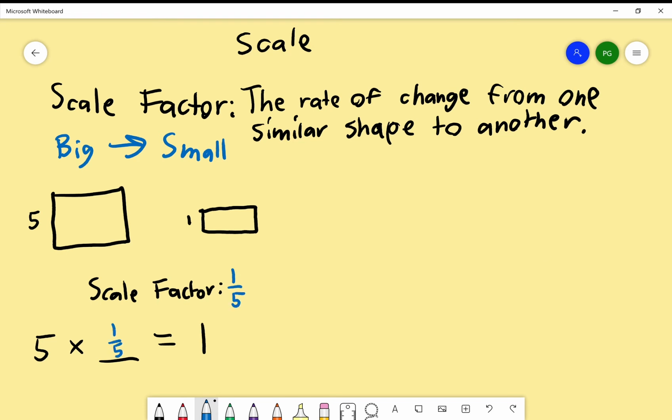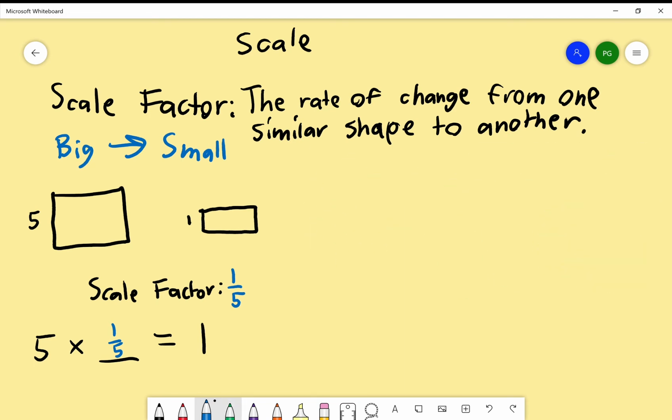And if you want to check that, you can. 5 times 1 over 5, we're going to put the invisible denominator of 1. 5 times 1 is 5. 1 times 5 is 5. 5 divided by 5 is 1. Boom, it checks out. Let's do another example, okay?